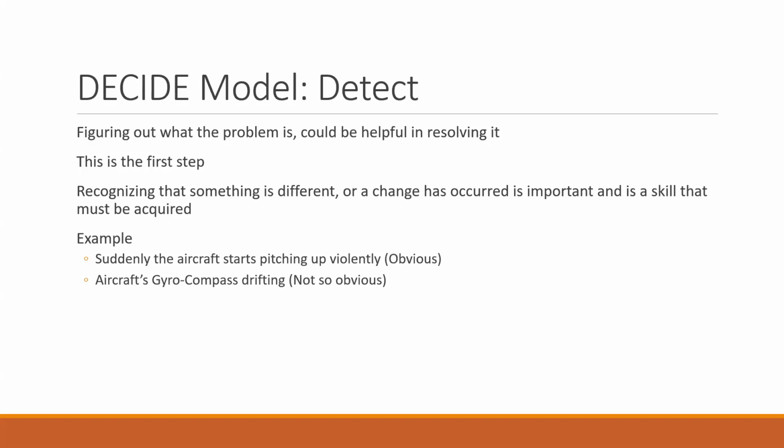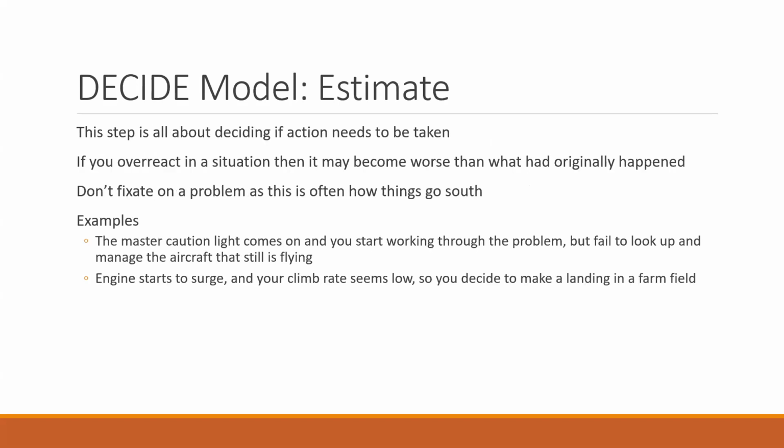Something that might not be so obvious is something like the gyro compass drifting. This happens. It's a gyroscopic instrument, so it's subject to gyroscopic precession. And so you might not notice it. It might be really slow, but it is a risk nonetheless. So detecting the risk is the first thing. Then you have to estimate the risk.